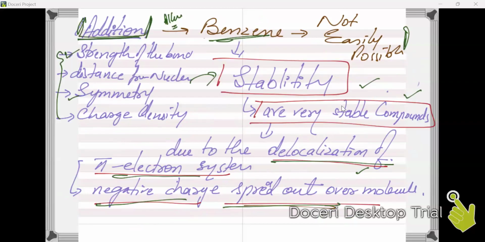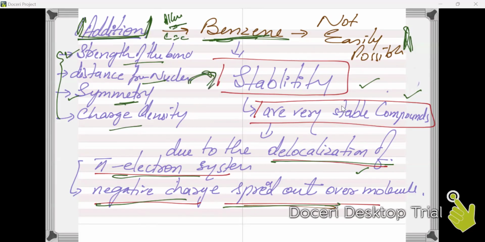Do they do addition reactions? No, not easily possible in benzene. However, the expectation may be that in benzene addition reactions would also be very much possible, as in alkenes, because an alkene also means a double covalent bond between two carbons. But that's not possible, because reactions are very much dependent on the strength of the bond. That is dependent on the distance of the valence electrons, or the shared pair of electrons, from the nucleus. It is also dependent on the symmetry and the charge density.